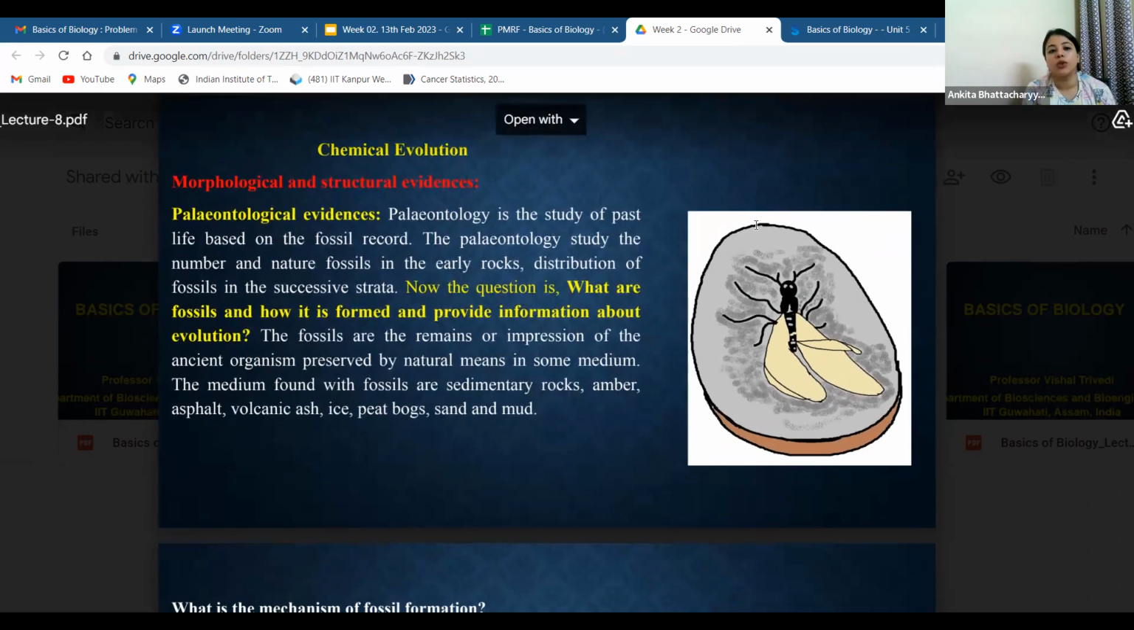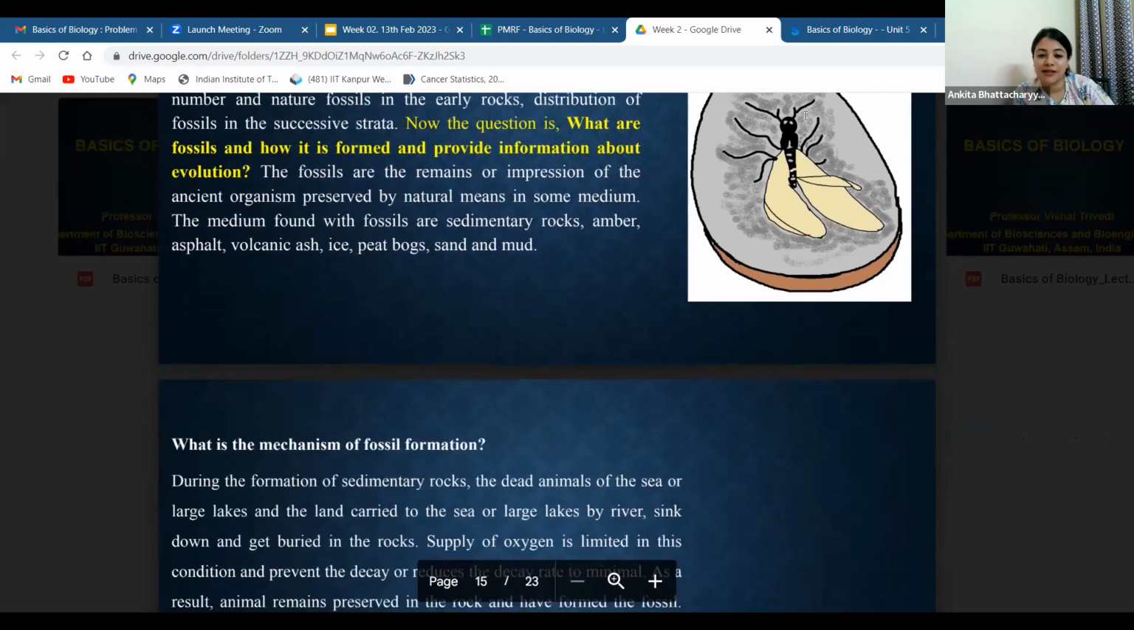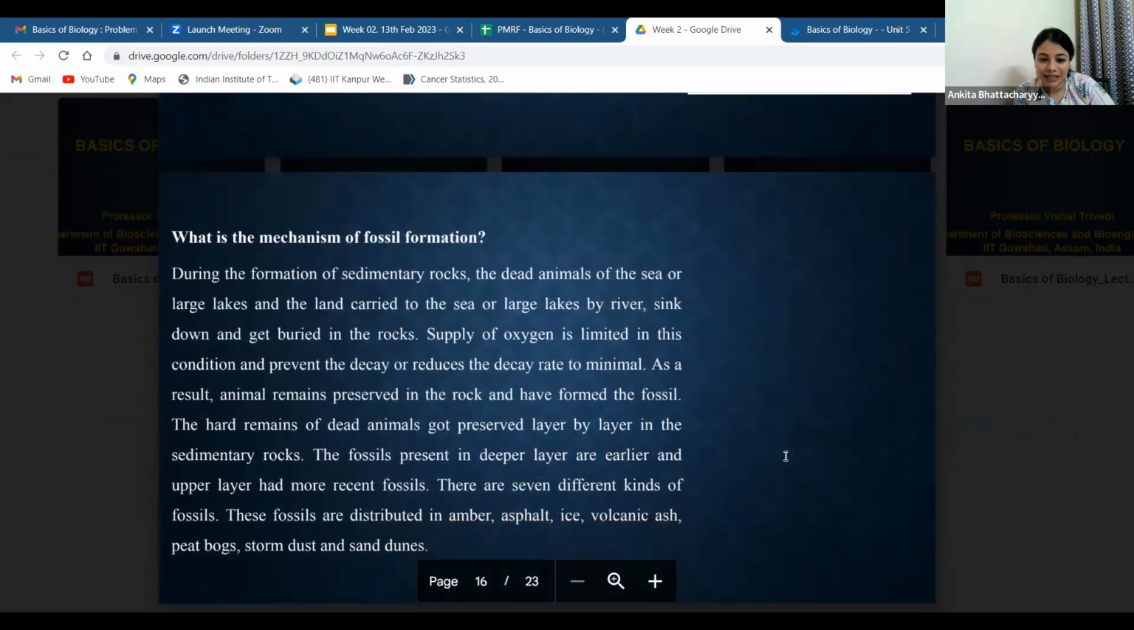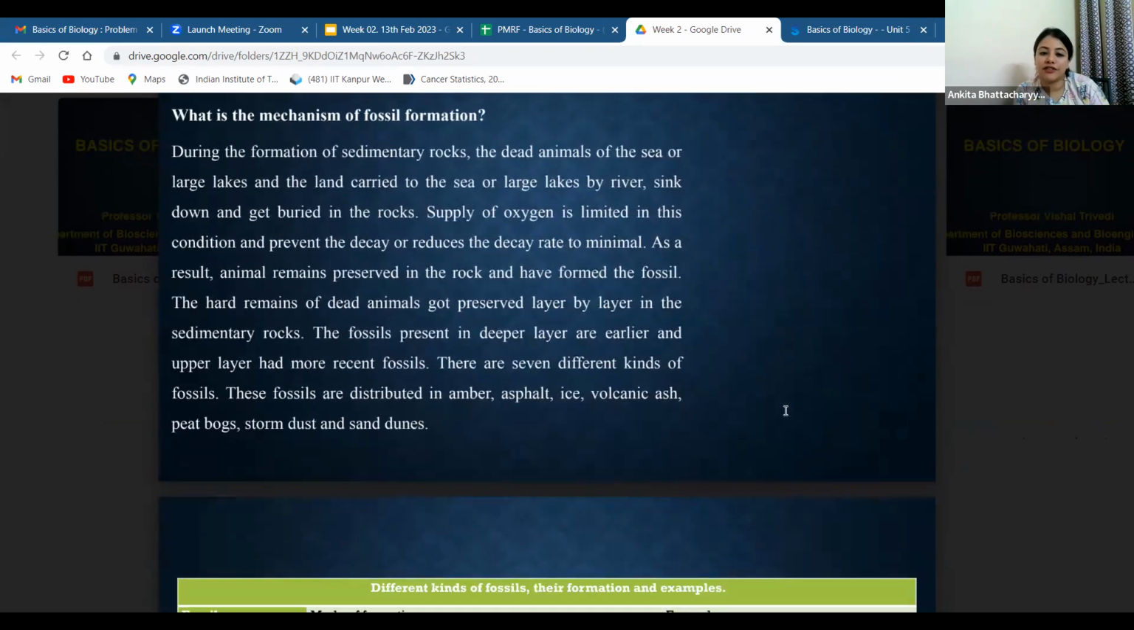Then we also discussed one question on paleontological evidence, which is trying to study life based on the fossil records that we have. So what are fossils? How are they formed? What are the different types? What is the mechanism? Why is it at all occurring? And the different types of fossils.